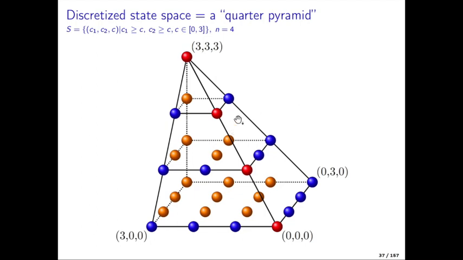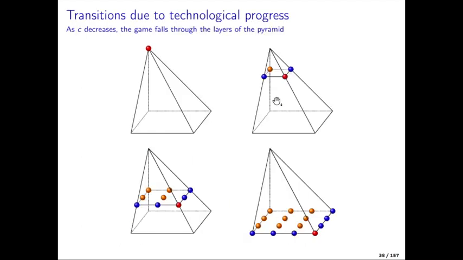So this point out here is not possible, because you would have a marginal cost that is lower than the state-of-the-art production technology at this point. You've got 333 here, but then 332 out here would not be feasible. Anyway, as c decreases, the game falls through the layers of the pyramid. You start here at the apex of the pyramid, and then the state-of-the-art technology improves, which makes the state fall down to this layer. Of course, you're only in one state at a time, depending on whether the firms have invested or not. And as c decreases, you fall through the layers of the pyramid like this.